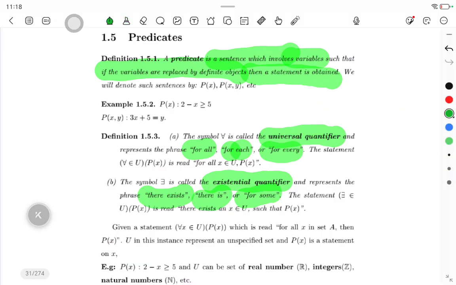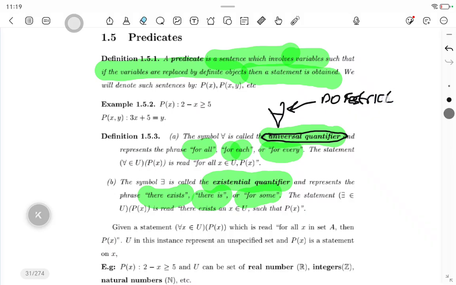So when we come to these two, here's how I usually label them. Whenever we see this universal quantifier, for all, we should know that there's no restriction. Meaning that every element should meet the condition.